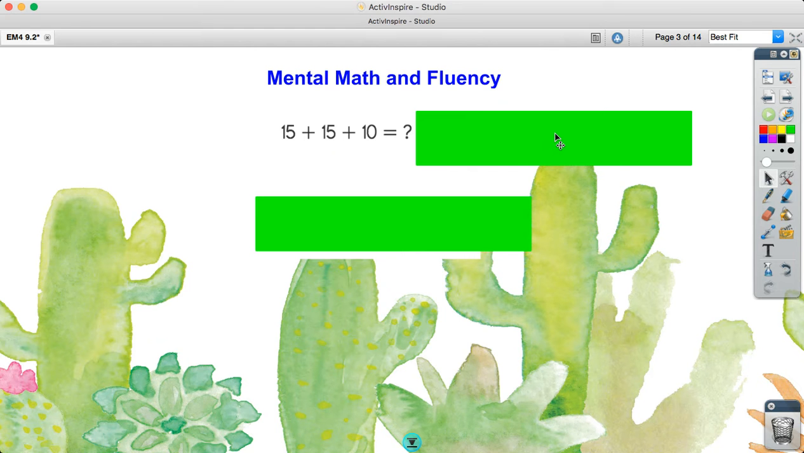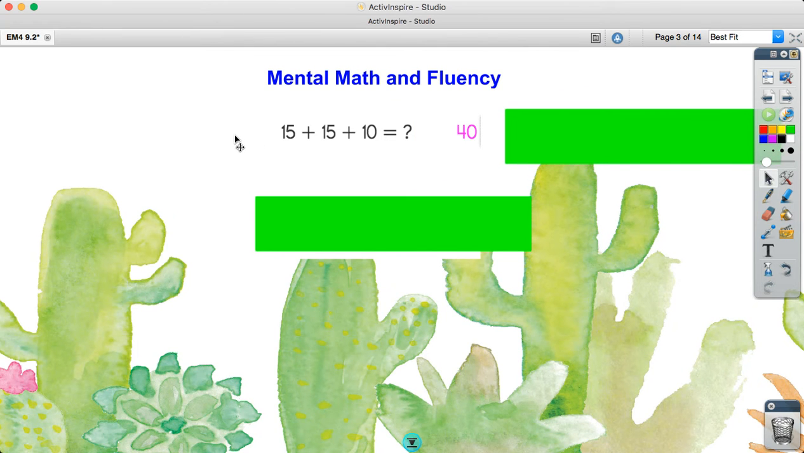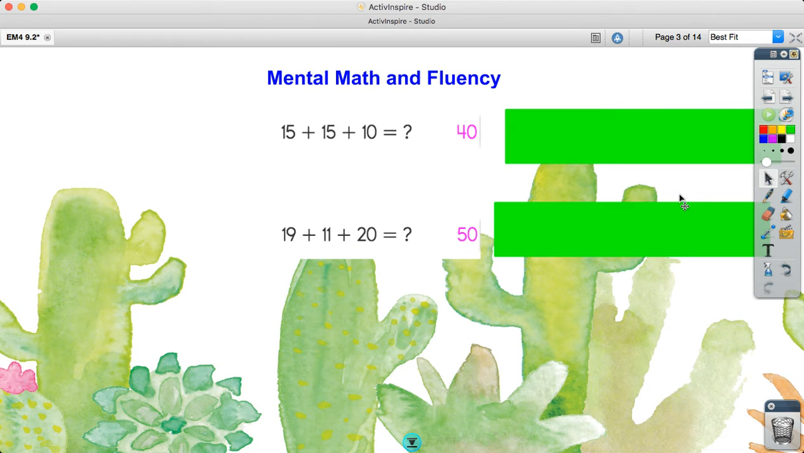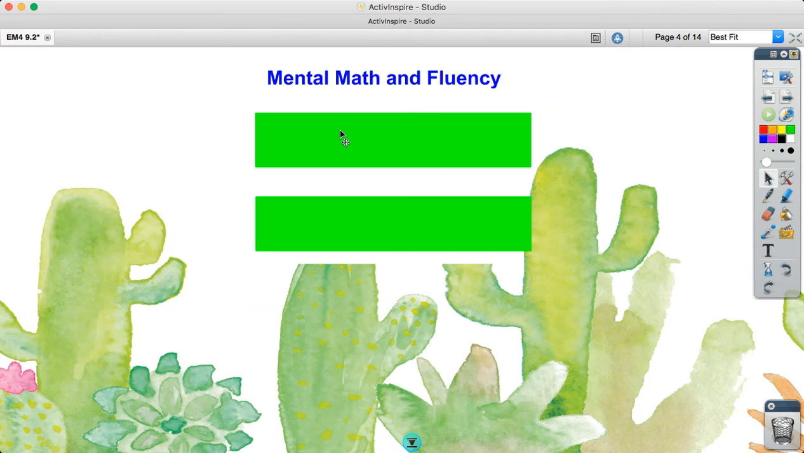Solve the number model. 15 plus 15 plus 10 equals 40. Remember to keep an eye out for combinations of 10 and friendly numbers. Let's try the next one. Solve the number model. 19 plus 11 plus 20. The answer is 50. Let's try the next one.